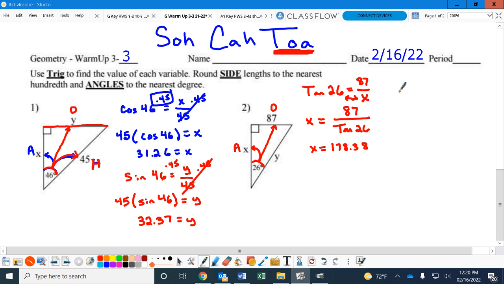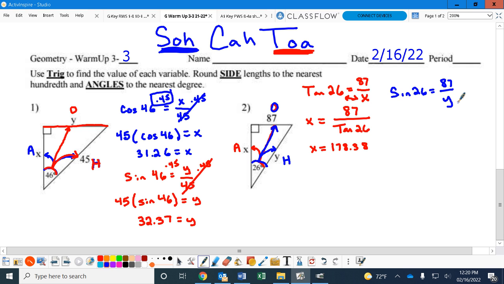Okay guys, so for the last one, we're going to be doing this in blue, just so you can see it really clearly. We've still got the angle of 26. We've still got the 87 because it's the one side we know. We've got the y over here, so we're looking for that y. That's going to be opposite, and what is the y? Hypotenuse. So if we've got opposite and hypotenuse, we'd be dealing with sine. So sine of 26 is equal to opposite 87 over the hypotenuse y.